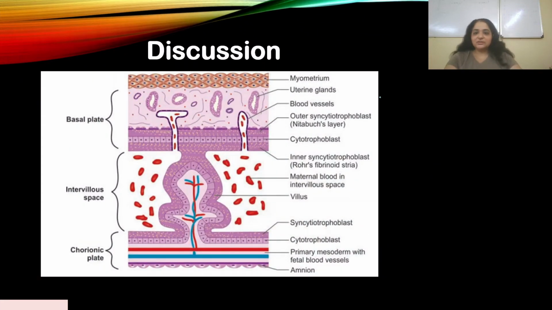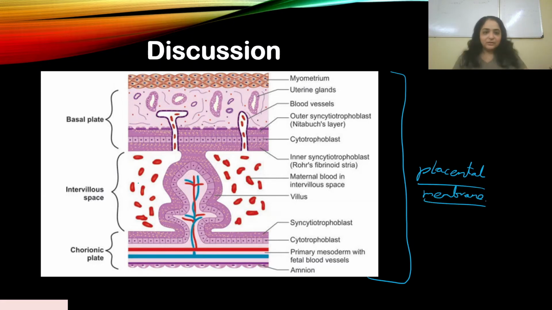So here what you see is the placental membrane. Like I told you, these are the uterine glands. This is where the decidual reaction happens. Decidual reaction happens, and lipid and glycogen deposits are maintained here. And here the syncytial trophoblast cells are present.